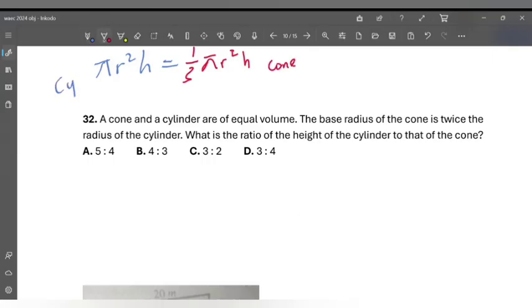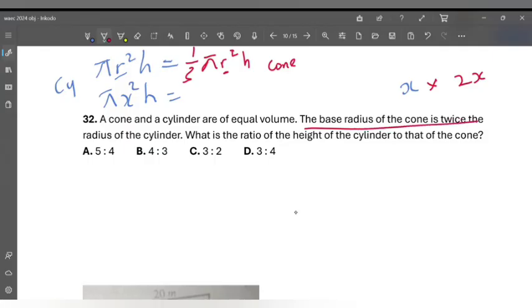Then I'm told that the base radius of the cone is twice the radius of the cylinder. So let me use another term to represent radius so that it's clear. If the radius of the cylinder is x, let's use x instead of radius. So that's pi x squared h. What it means is that the radius of the cone will be 2x. So anywhere I see radius for cone, I'm going to put 2x, because it's written in the question.